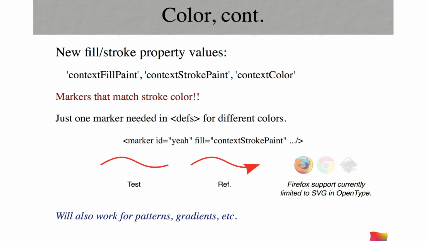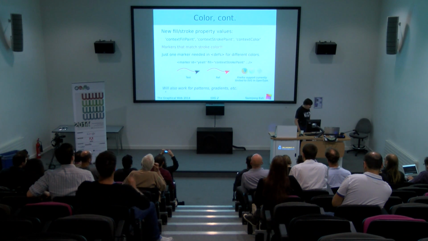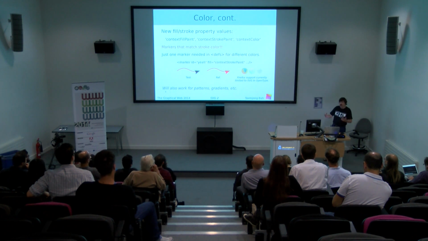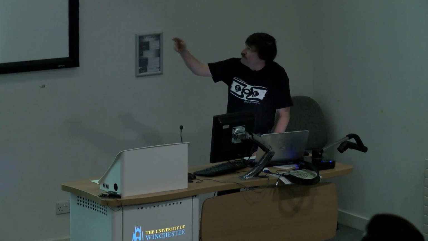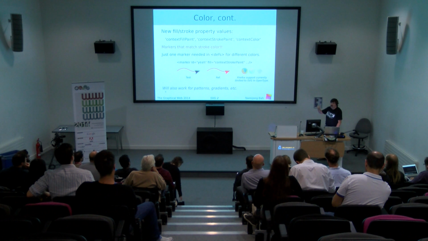Okay, another thing with color is the new fill and stroke properties: context fill paint, context stroke paint, and context color. One of the main motivations for this is to solve the problem of getting a marker, that is the arrowhead, the fill color, to match the stroke color of the line the path is attached to. In SVG 1.1, every time you change the color of a line and you want the marker, the arrowhead, to match that color, you have to create a new marker. So with SVG 2, you'll just be able to say fill equal context stroke paint, and it'll happen automatically.